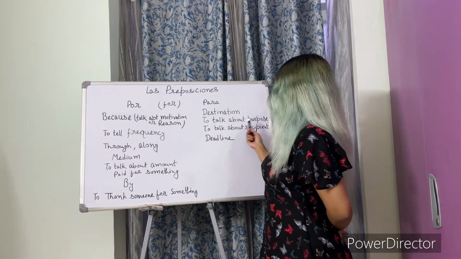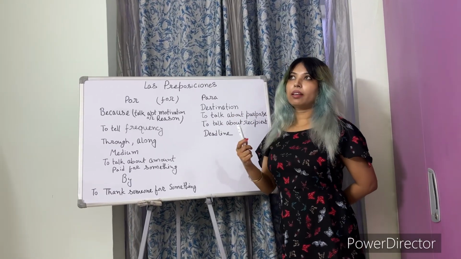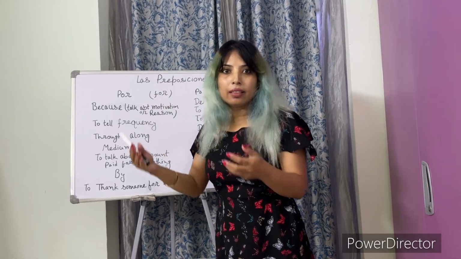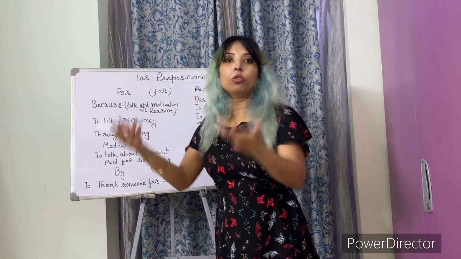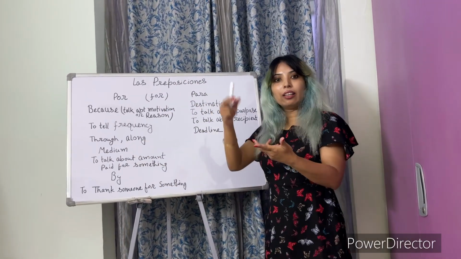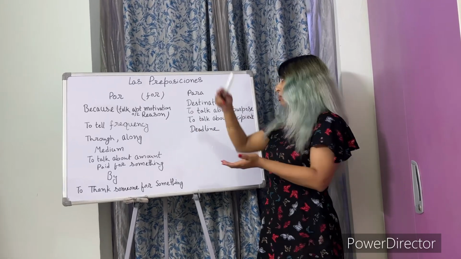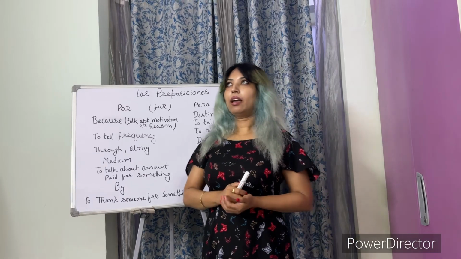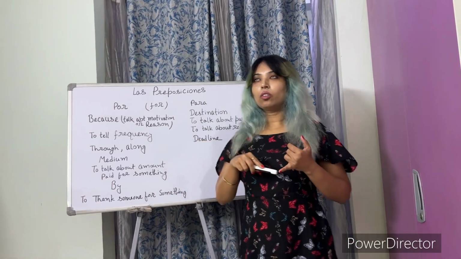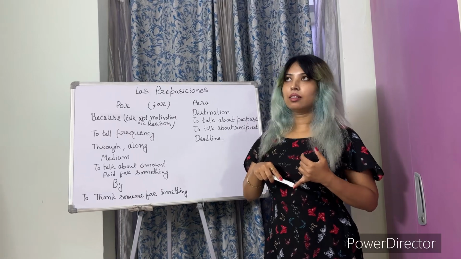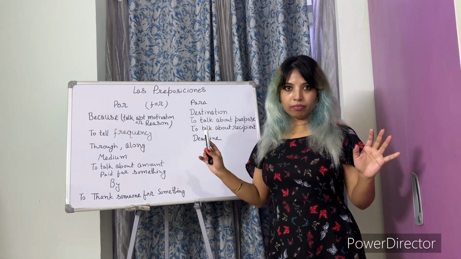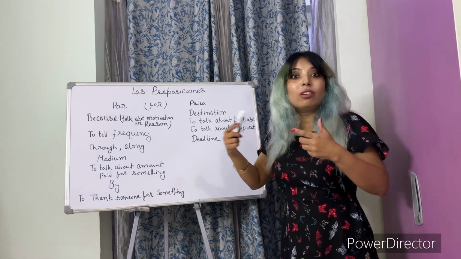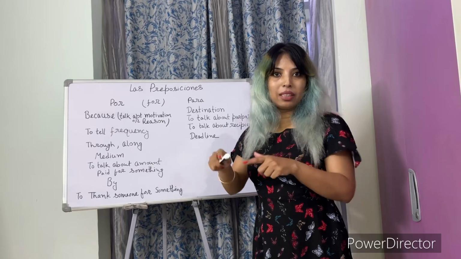Or to talk about purpose, like when you are doing something for some particular purpose, when you can replace that with "in order to," then you are supposed to use "para." So for example, I go to dance class to learn salsa. I go to dance class in order to learn salsa. I can reframe this sentence.